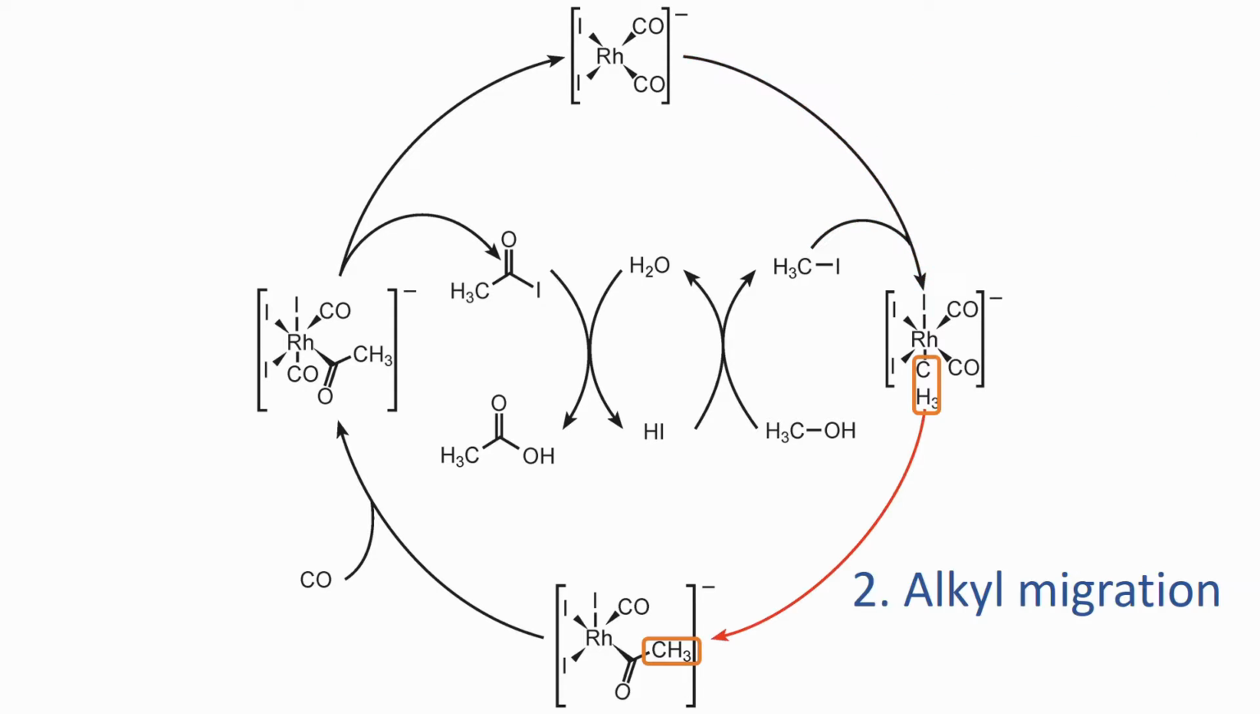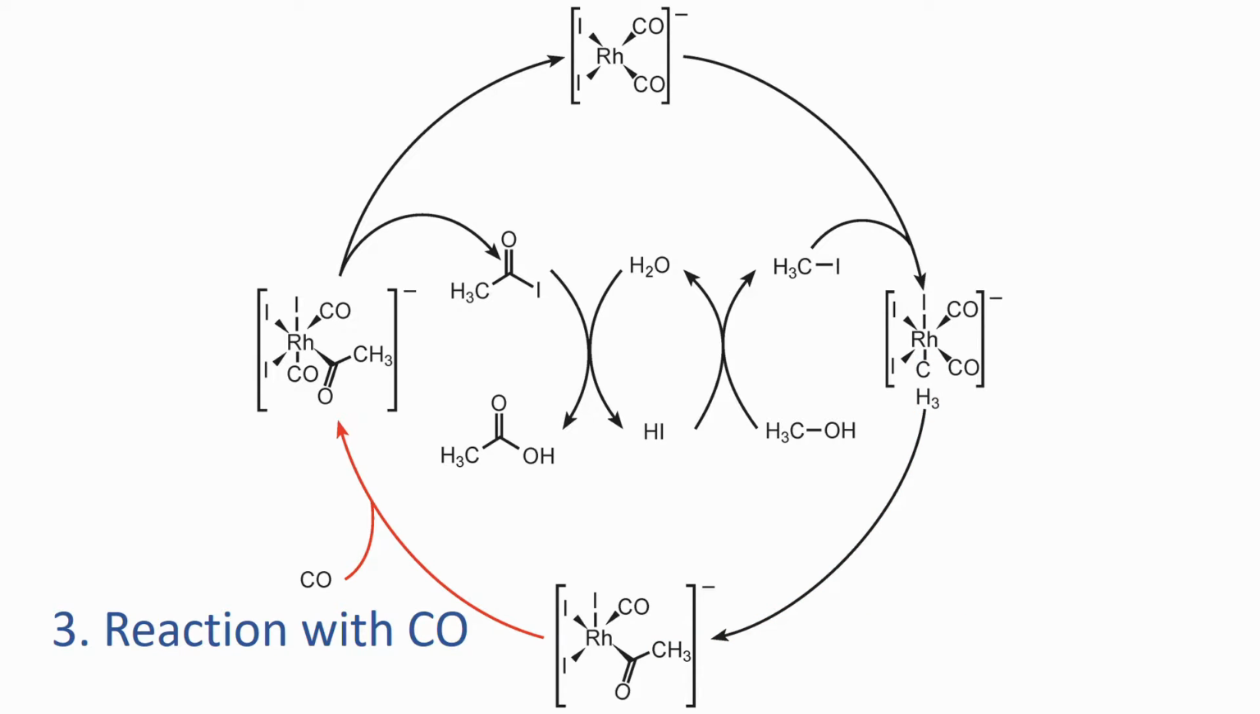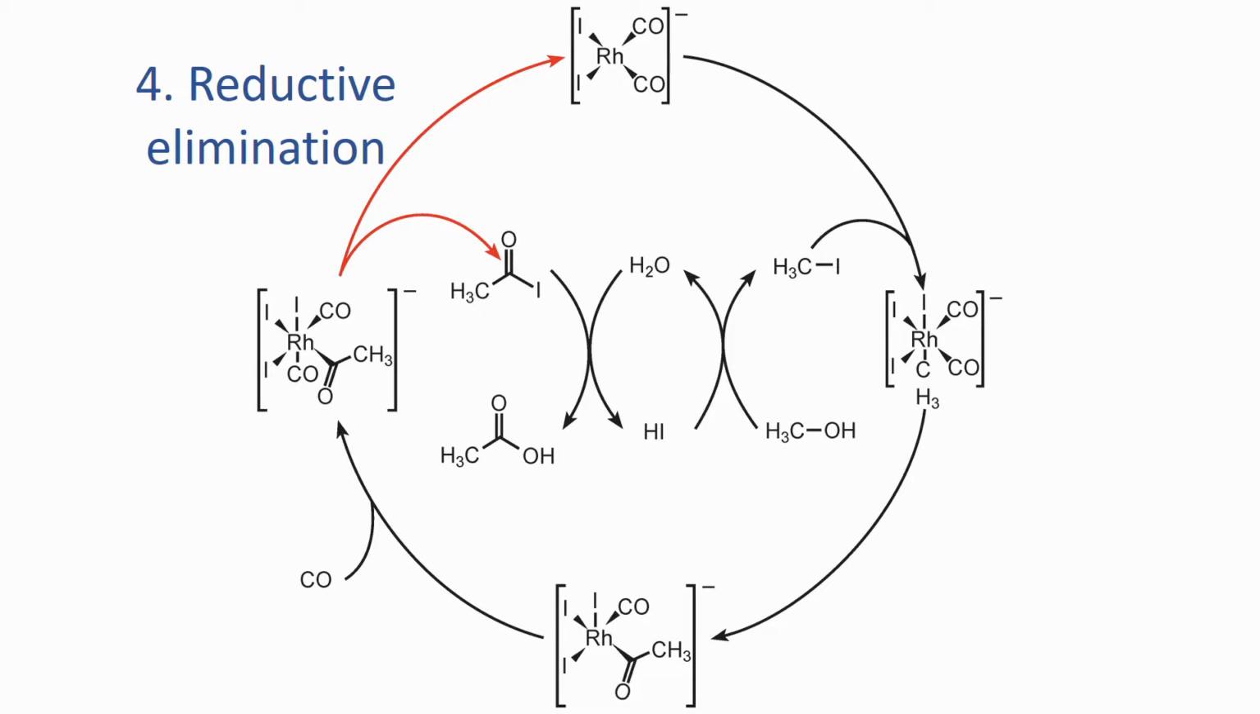shown here. This anion rapidly transforms via the migration of a methyl group to an adjacent carbonyl ligand, resulting in the formation of the pentacoordinate acetyl complex as shown here. This 5-coordinate complex then reacts with carbon monoxide to form the 6-coordinate dicarbonyl complex, which undergoes reductive elimination to release acetyl iodide, regenerating the square planar rhodium complex catalyst, and the catalytic cycle repeats.